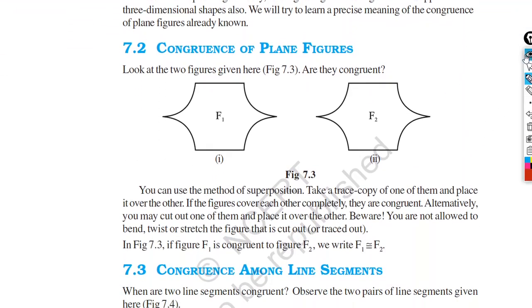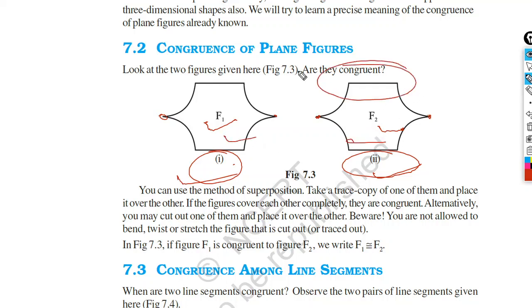Now congruency of plane figure. We have drawn two figures, figure I and figure II. If you put this figure on this figure, they will exactly coincide. That means this end will exactly be on this end and this end will exactly be on this end. If you put one figure on another, isn't it? Therefore we can say these two figures are congruent.